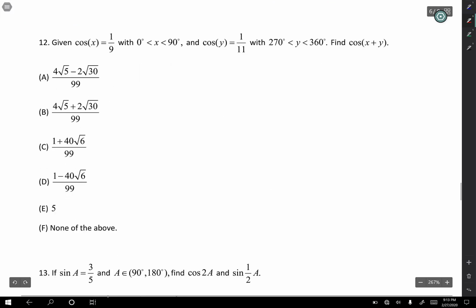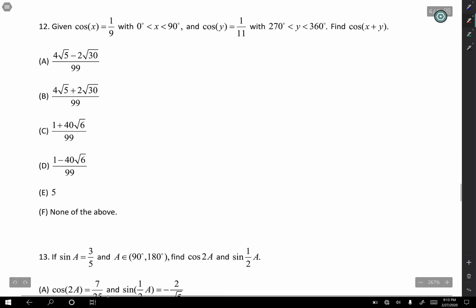All right. So these can be kind of fun. They can also be a little cumbersome. But I'll try to get you guys through this as painlessly as possible, hopefully. So I have an angle x. Here's angle x in quadrant 1, because it tells me there. And it tells me that cosine is 1/9, so the adjacent side is 1, and the hypotenuse is 9.